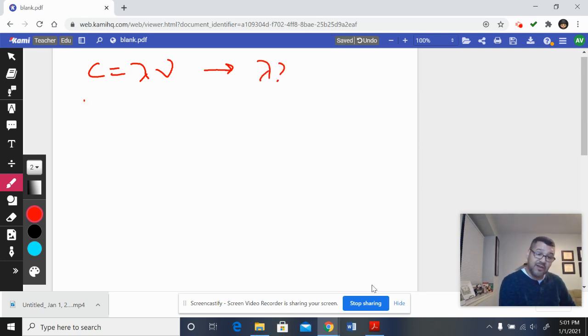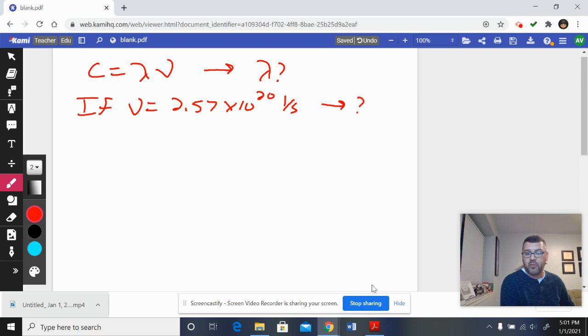So let's say that we have a frequency that's equal to 2.57 times 10 to the 20th per second. Let's figure out what the wavelength would be for that. So we're looking for lambda. So if the speed of light is equal to the wavelength times the frequency, the wavelength is going to be the speed of light over the frequency.